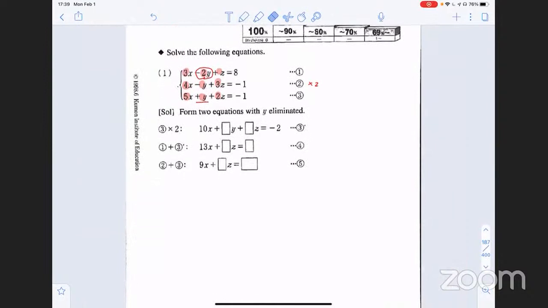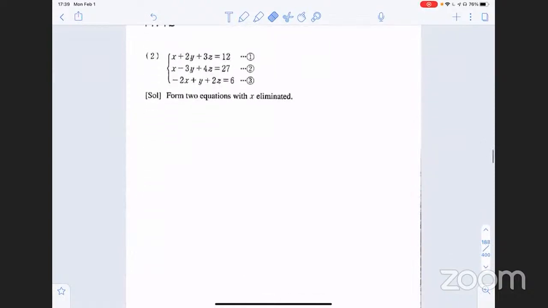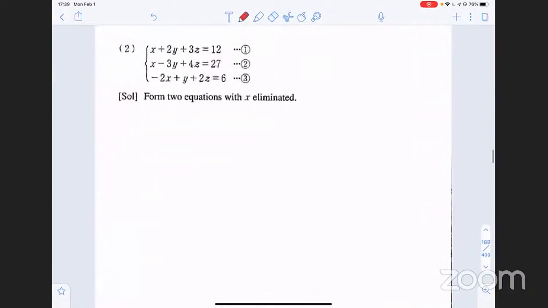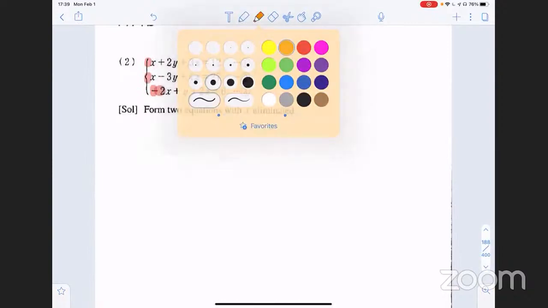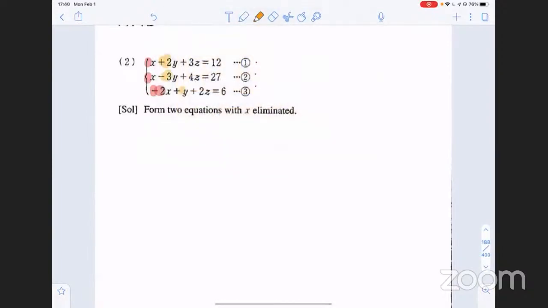And the other way is, anything else remains the same. The only thing is you have to change the coefficient by multiplying the whole equation by a certain number. Okay, we're going to do this question together, so don't you worry, all right? So for this one, we have equation 1, 2, 3. Again, analyzing the coefficients: 1, 1, minus 2. 2, minus 3, 1.